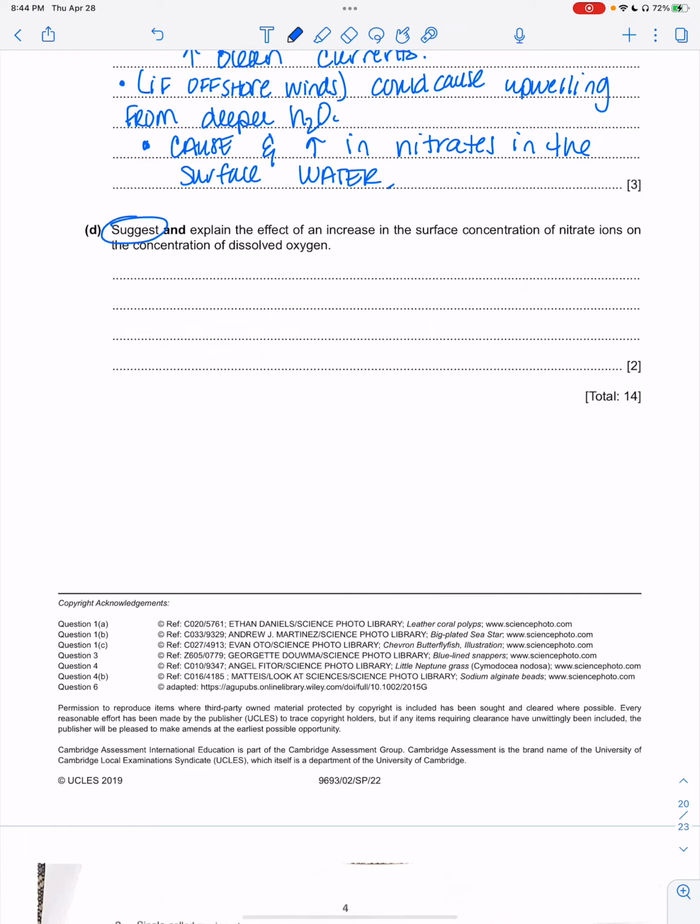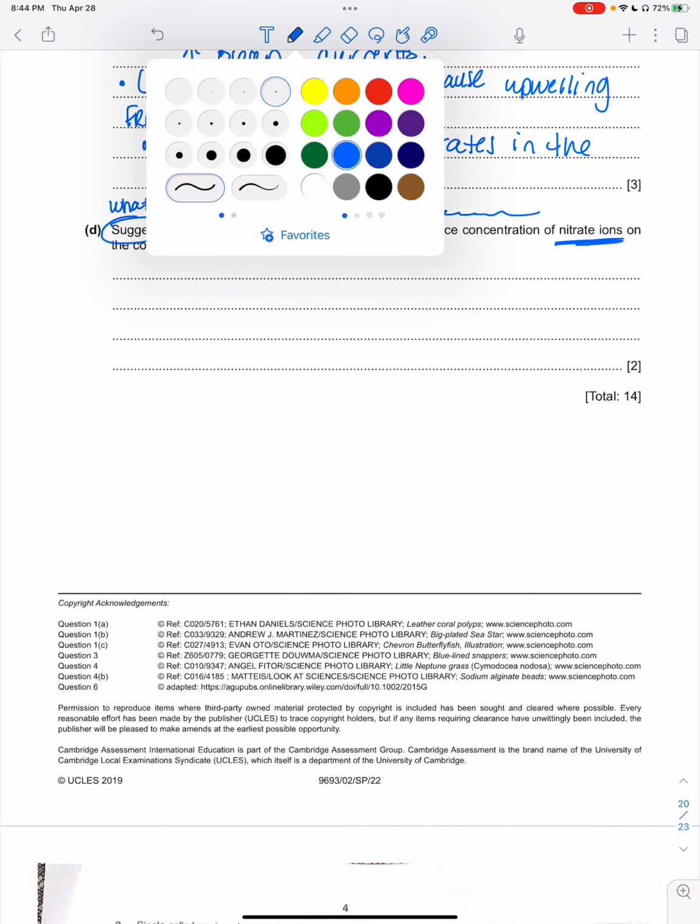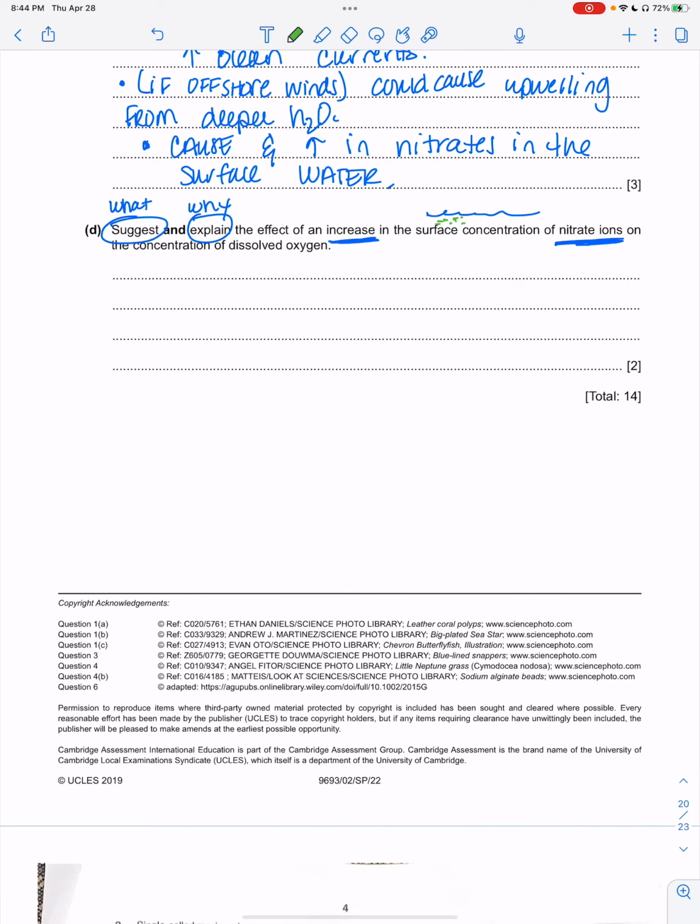Last one, suggest and explain. So what do you think, and then why? The effect of an increase in the surface concentration of nitrate ions. So up at the surface, what else is at the surface? Phytoplankton.